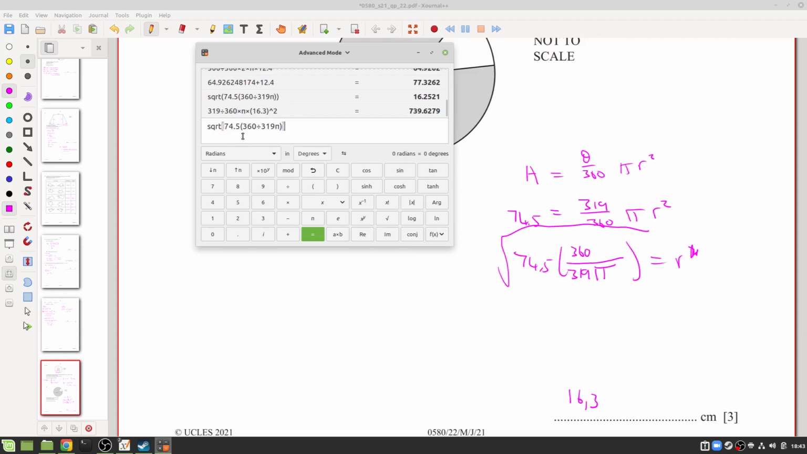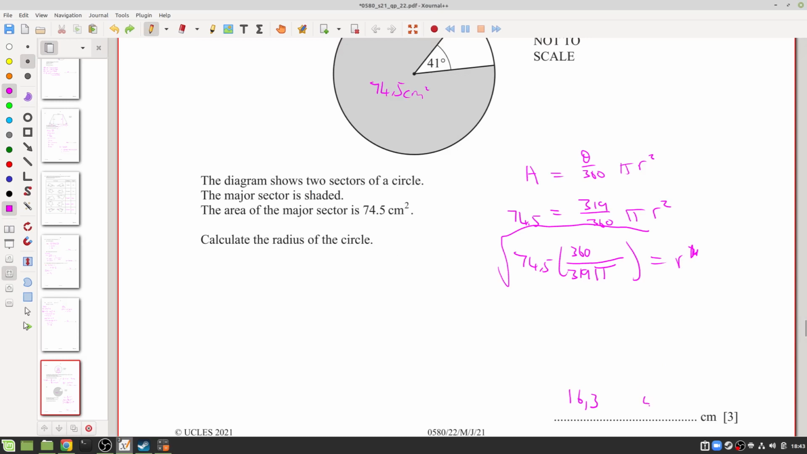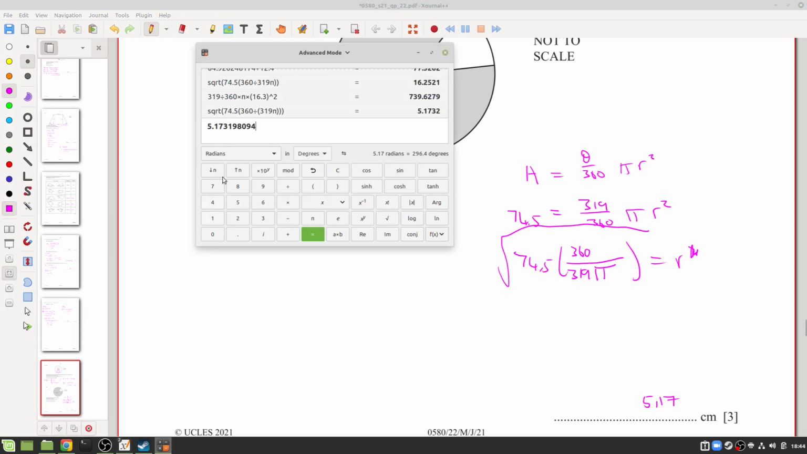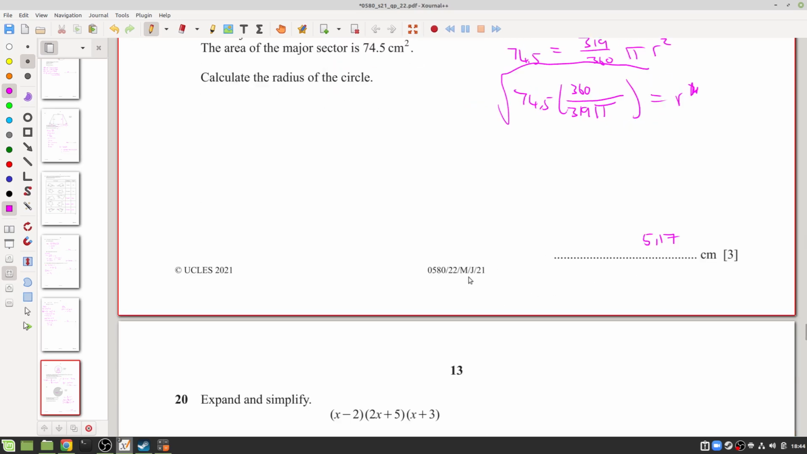Square root. What if I do that? Okay. Yep, brackets are important. So 5.17. Okay, 5.17. Let's try that one. So that's why testing your answers might be useful. Okay, so let's try 5.17. So if we do 5.17, that's it, 74.5 roughly if we round off. That makes sense. Okay, 5.17 centimeters.